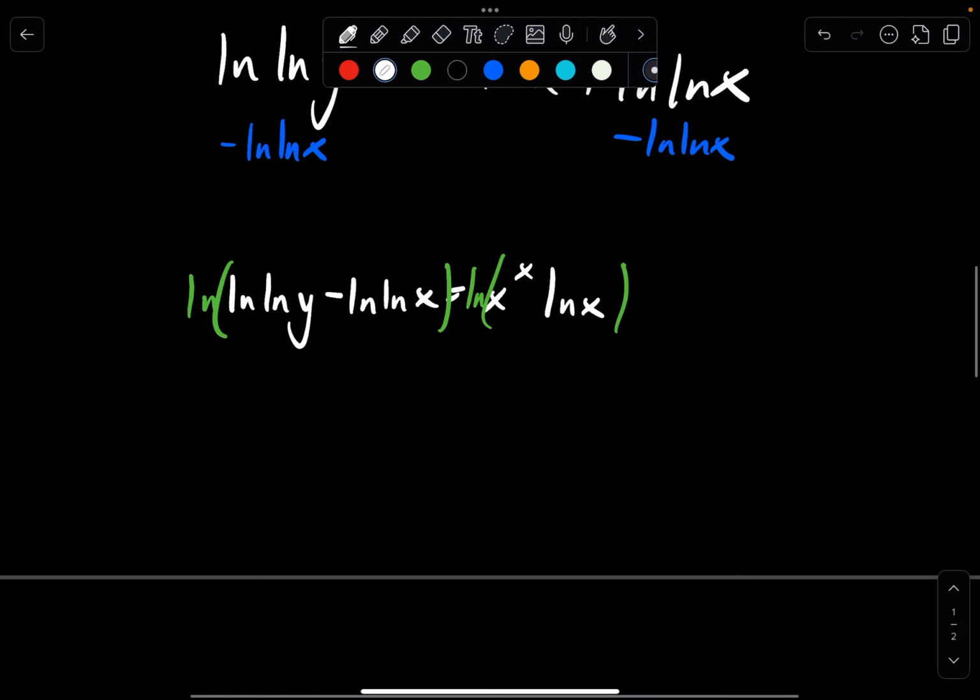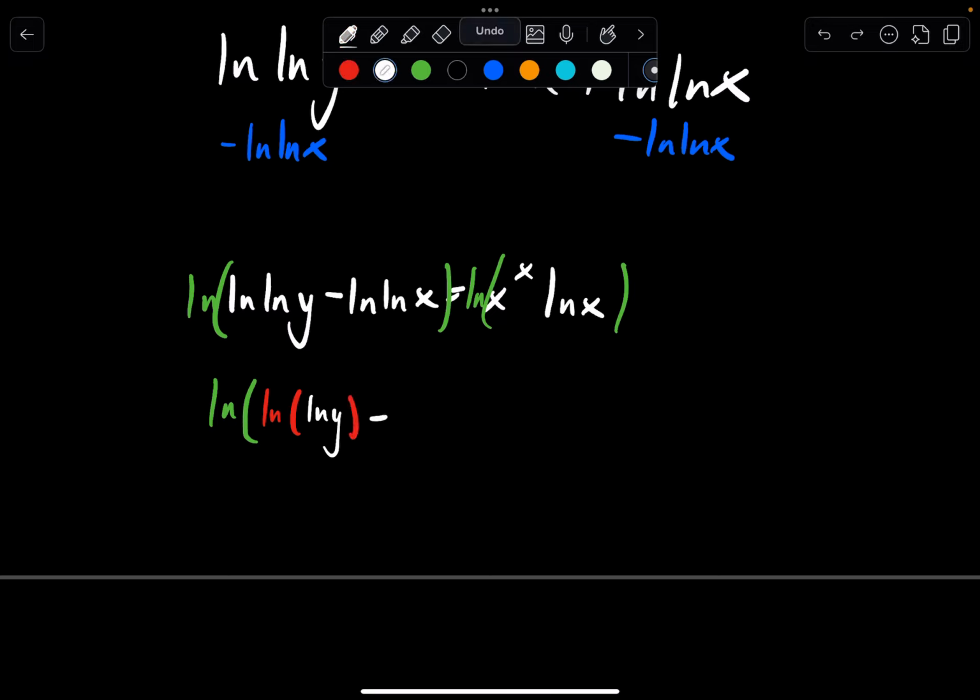So now we get, I'll do this in separate colors, natural log of, red, natural log of, a lot of colors, natural log of y minus natural log, wow, there's so many natural logs, natural log of x, and then we close this green one, is equal to the natural log, or we can separate this into a sum.